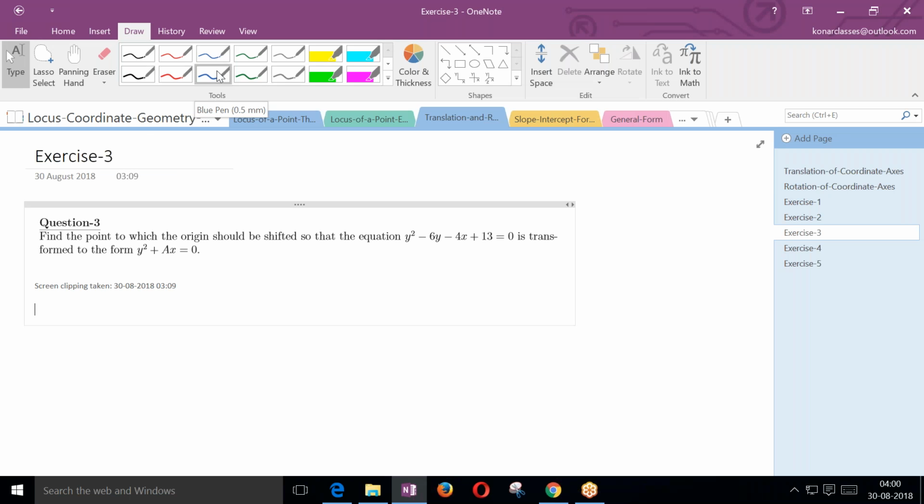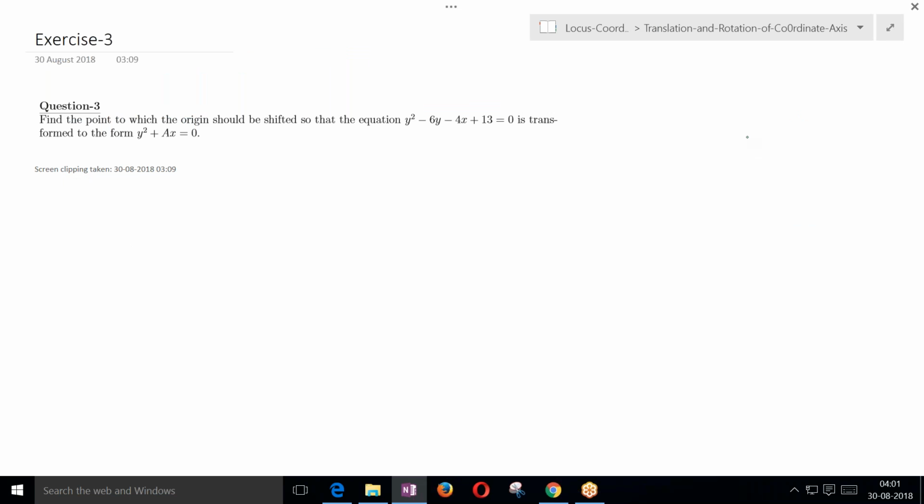I'll give you some 5 minutes of time to solve this one, but let me explain what this question actually means. With respect to our original coordinate system, before the translation, our coordinate was Ox, Oy. With this coordinate system, the equation of the curve is y square minus 6y minus 4x plus 13 is equal to 0.